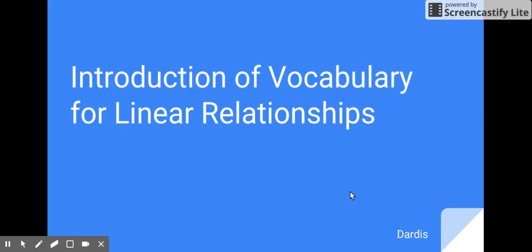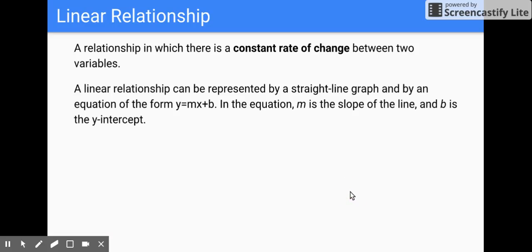This screencast will introduce you to a bunch of different vocabulary terms you'll need to know when working on linear relationships. Let's start with what is a linear relationship. A linear relationship is a relationship in which there is a constant rate of change between two variables. A linear relationship can be represented by a straight line graph and by an equation in the form of y equals mx plus b. In the equation, m is the slope of the line and b is the y-intercept.